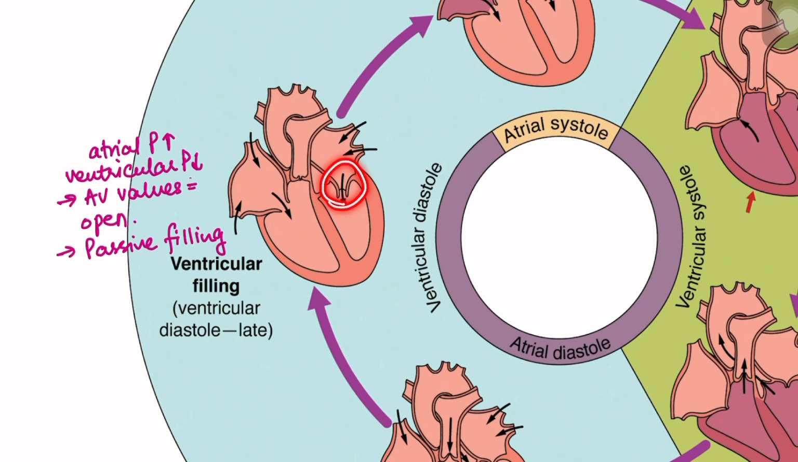And after the atrioventricular valves snap open, blood is going to fill into the ventricles, and this is going to be called ventricular diastole, later phase. At this point, the atrial pressure is more than the ventricular pressure, and the AV valves will open and passive filling will happen. I want you to remember one thing: when I say it snaps open, it does not produce any sound. So S1 or S2 is not the opening, but the closing of valves.